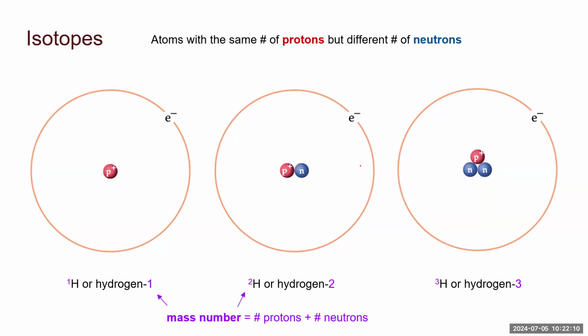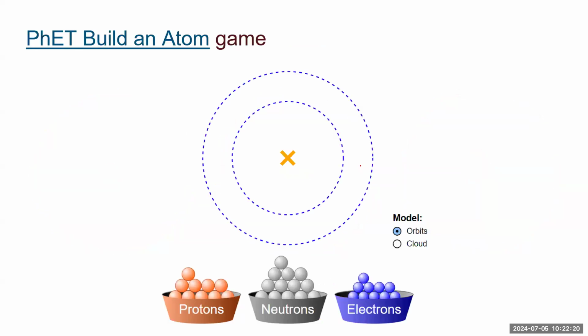So these are different isotopes. You know that they are all hydrogen because the number of protons is the exact same. Everyone follow that? Great. You can build an atom with this exercise that will be linked, or that's linked on the PowerPoint as well as on the PDF.